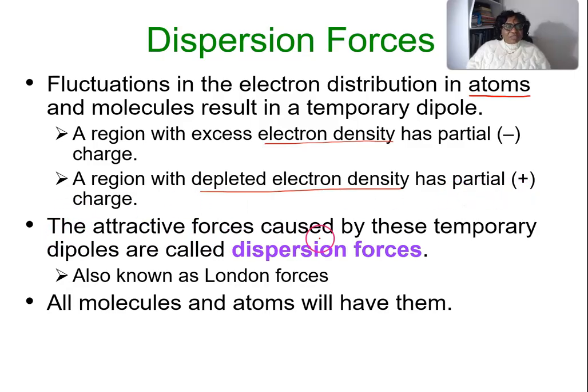So the attractive forces between this partial negative charge of one molecule and the partial positive charge in another molecule cause this temporal attractive force, which we call dispersion force. Some books call it London forces. And what we have to take note of is that since all molecules and atoms have electrons, this force exists in all molecules and atoms.